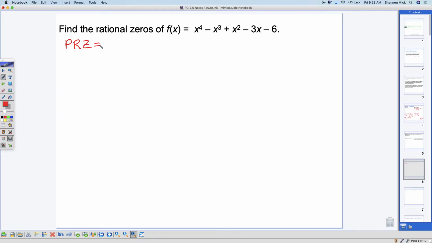It says the factors of the constant. I don't care about the negative. Got it? What's my constant? My constant is just 6. Just 6. What is my leading coefficient? 1. That should be nice, right? So what are the factors of 6? Okay, so plus or minus 1, plus or minus 2, plus or minus 3, and plus or minus 6.